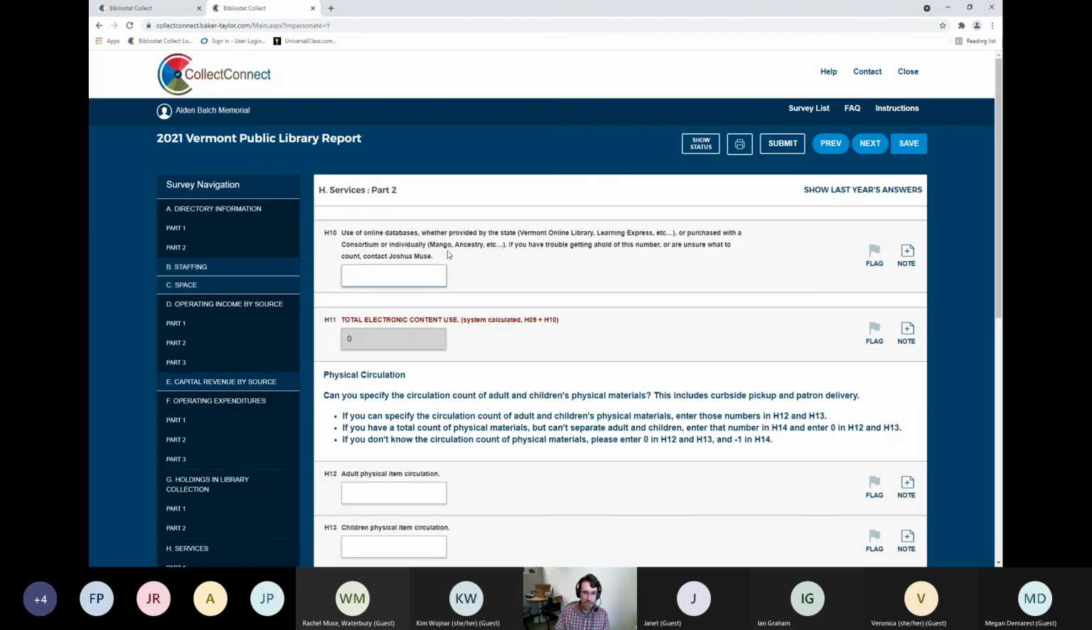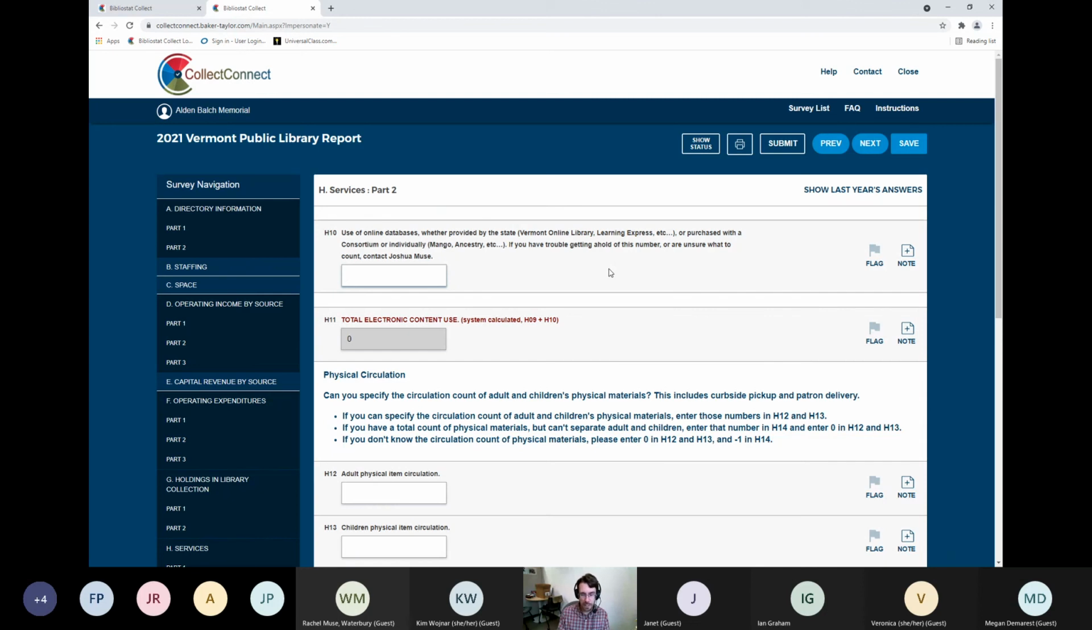The next one is use of online databases, whether they were provided by the state, purchased by the consortium, or like Mango, or individually if you have Consumer Reports. Do the best you can with those numbers. I can help with the ones that go through the state. I can grab those for you or point you in the direction of how to get them. And then the other ones, the consortium ones or the individual ones, you're on the hook for those.